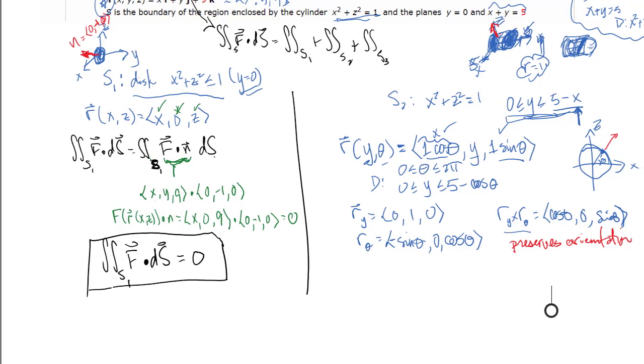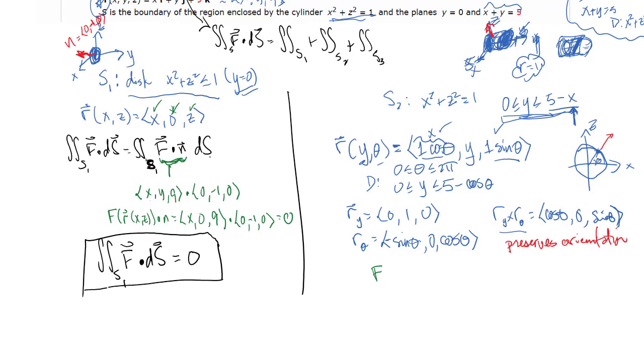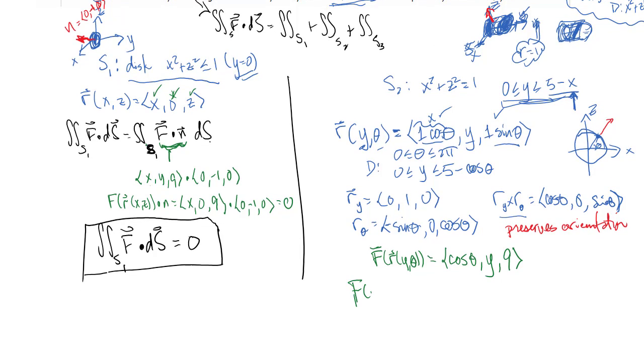So the other thing that we need is going to be f evaluated at r, and in this case our independent variables are y and theta. So x is x, so that's cosine theta. Y is y, and z is 9. And so this is going to be our function. Now we want our function evaluated at y, theta, and then we'll dot that with r_y cross r_theta. This will give us our dS.